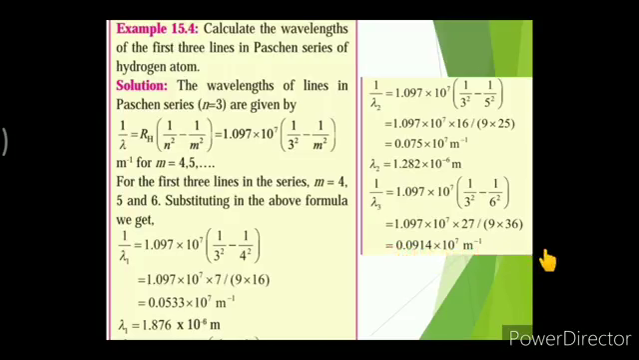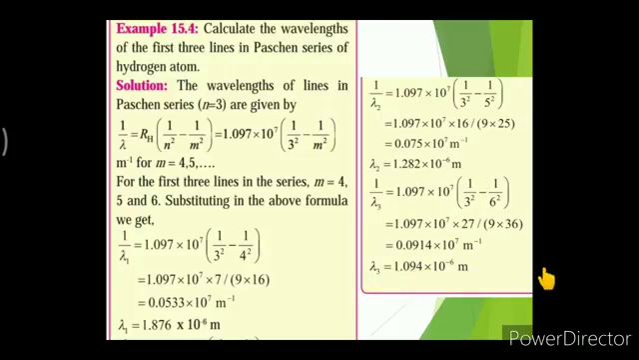And this value is the value of 1 upon lambda 3. Hence, to determine the value of lambda 3 only, we have to take the reciprocal of 0.0914 into 10 raised to 7 per meter. And finally, we are getting the value of lambda 3 as 1.094 into 10 raised to minus 6 meter.